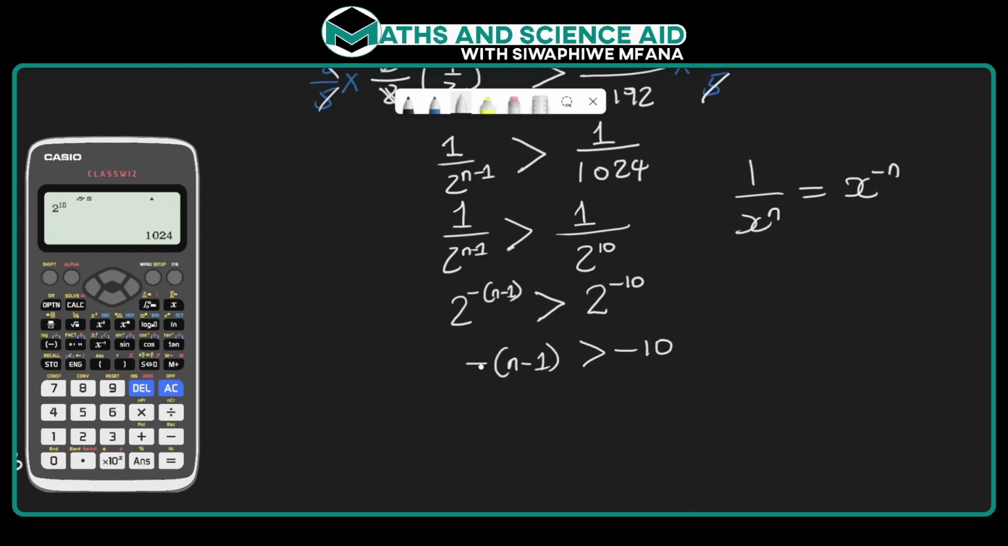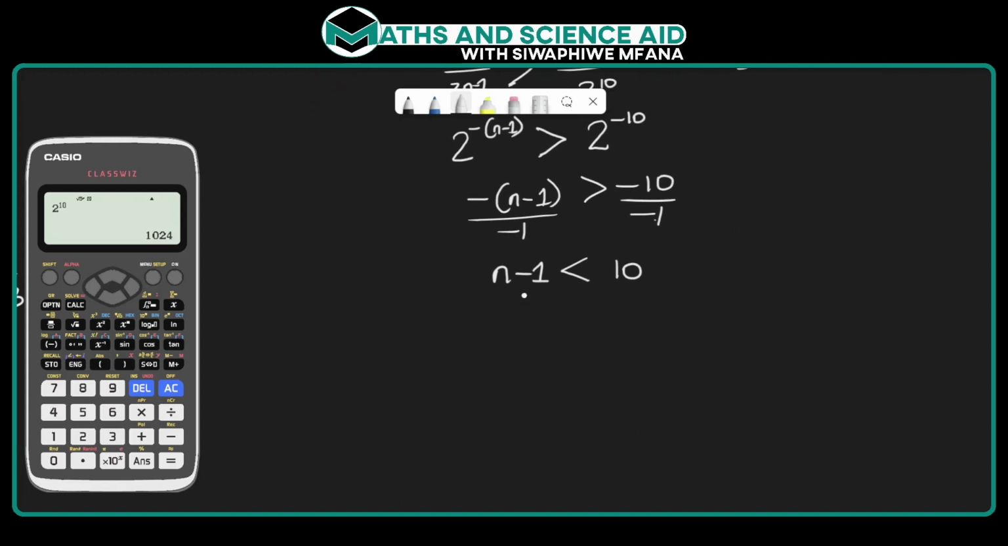And we can get rid of these negative signs here by multiplying or dividing by negative 1 on both sides of the equation. If we divide by negative 1 and divide by negative 1 here, we are now going to be left with n minus 1. And now it's important to remember that in inequalities, if you divide or multiply by a negative, the inequality sign also changes, okay? And then on the right hand side, we'll have 10, okay?